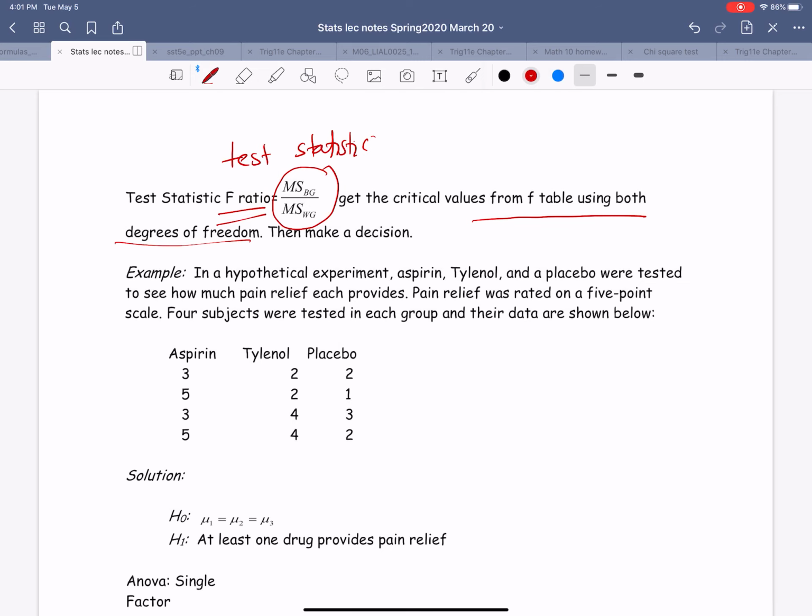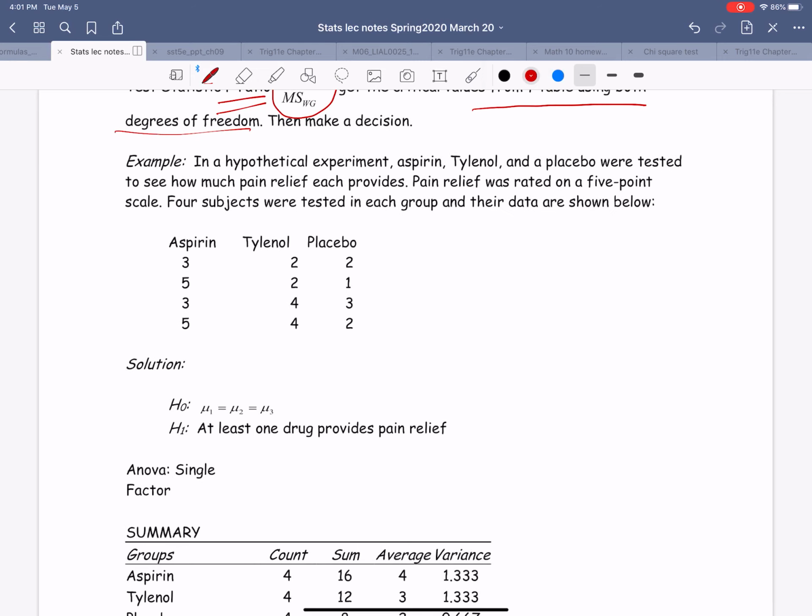In the supplement, I do have an example worked out for you guys. So we're given aspirin, Tylenol, placebo were tested to see how much pain relief each provides. So our null is that they all provide the same pain relief. This is like on a pain relief scale. After taking the medication, how much pain were people feeling.